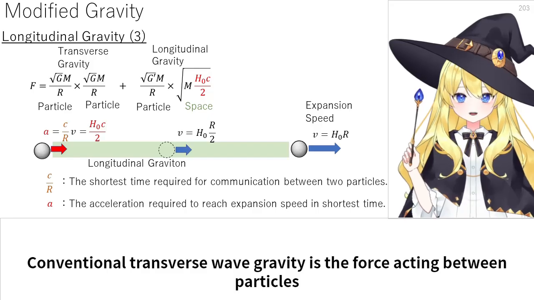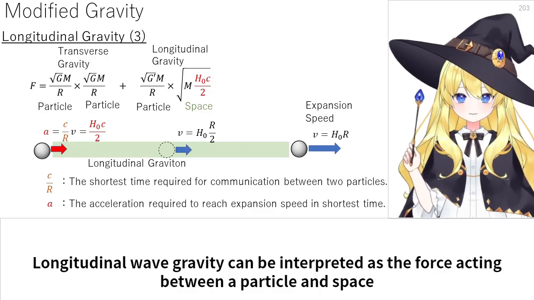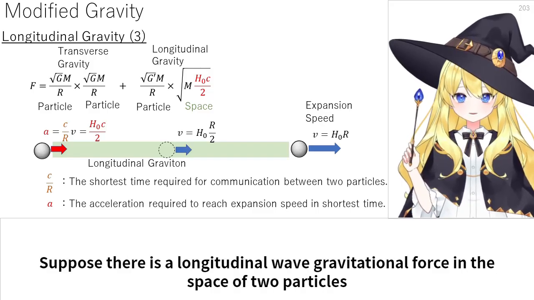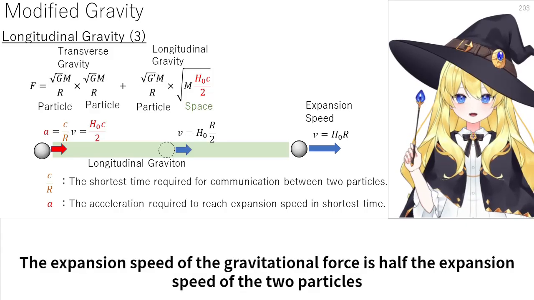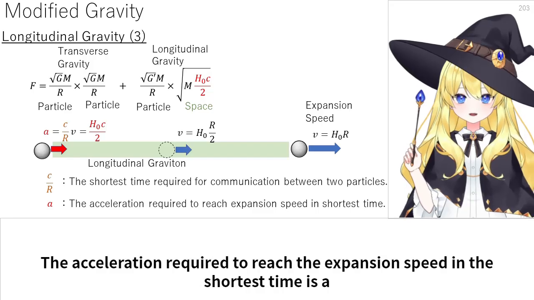Conventional transverse wave gravity is the force acting between particles. Longitudinal wave gravity can be interpreted as the force acting between a particle and space. Suppose there is a longitudinal wave gravitational force in the space of two particles. The expansion speed of the gravitational force is half the expansion speed of the two particles. The shortest time required for communication between two particles is crossing. The acceleration required to reach the expansion speed in the shortest time is a.